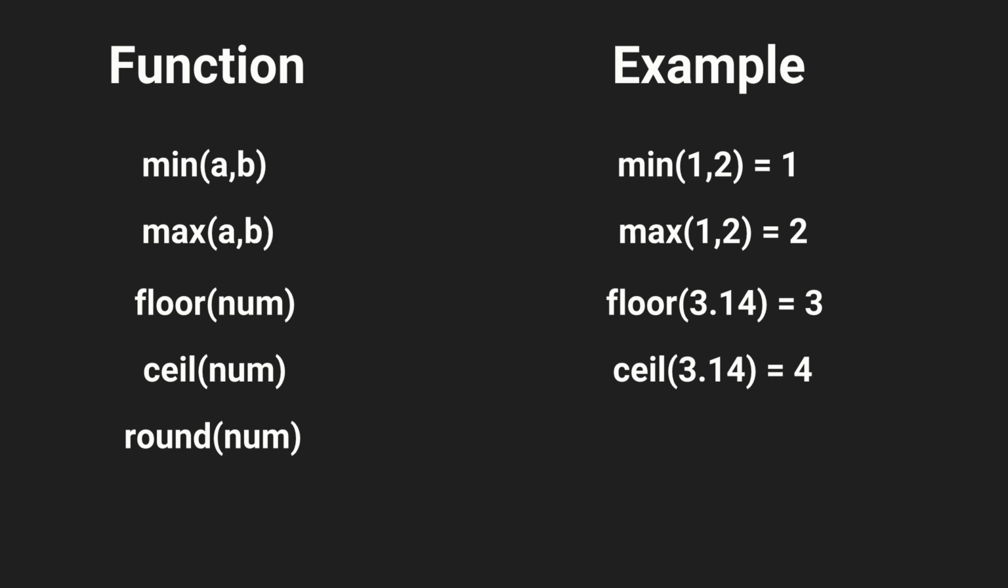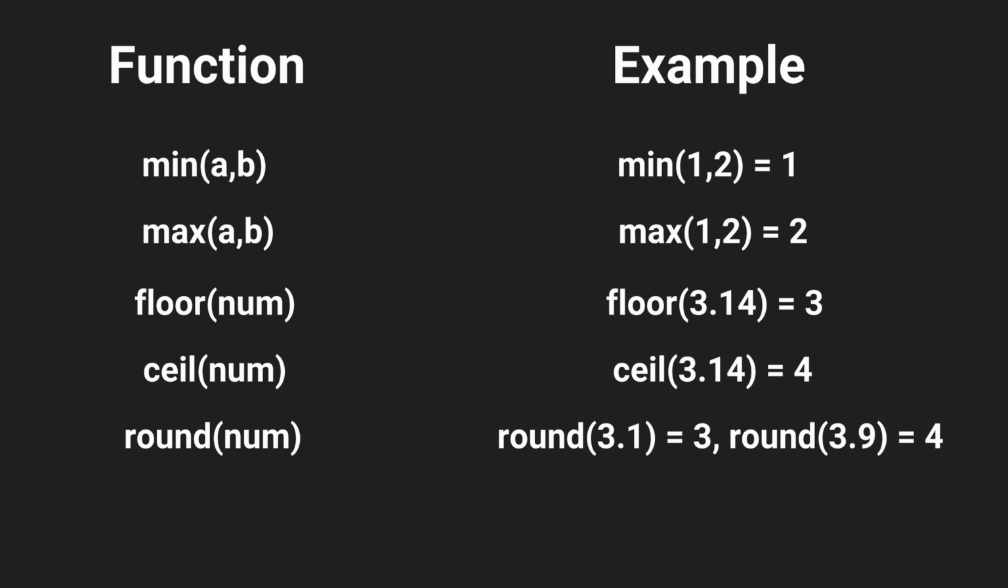And then of course there's round, which basically just does either floor or ceiling depending on what the number is. It just rounds the number to the nearest integer. So for example, the round of 3.1 is 3, and the round of 3.9 is 4. As you can see, 3.1 is closer to 3, so it rounds to 3, and 3.9 is closer to 4, so it rounds to 4.